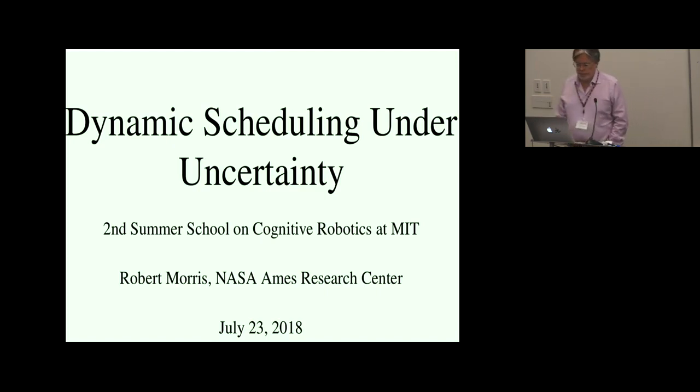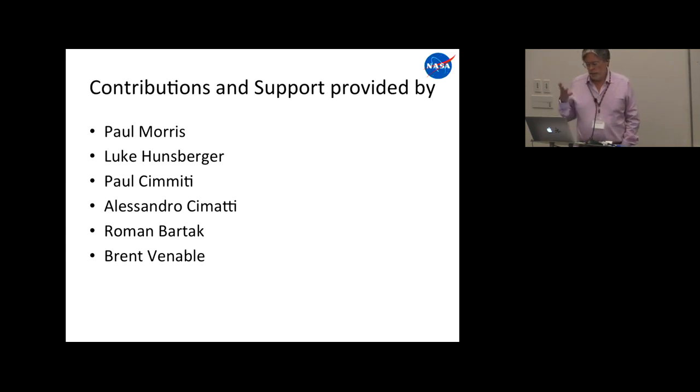I'm going to focus this tutorial on, as the title says, dynamic scheduling under uncertainty. I'd like to acknowledge some contributors to this slide package and to some of the work that I've done. Just for the sake of honesty and advertising, you're going to see a lot of references to Morris in a lot of the framework and a lot of the results of this work being done.